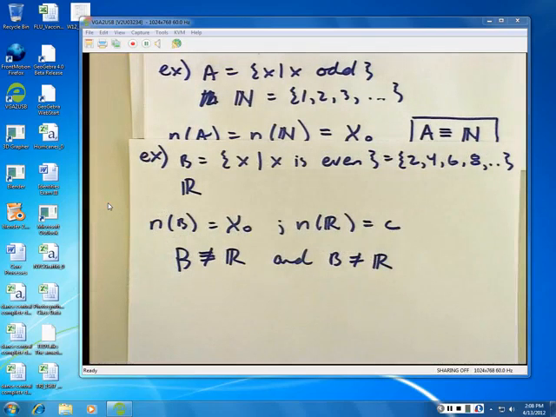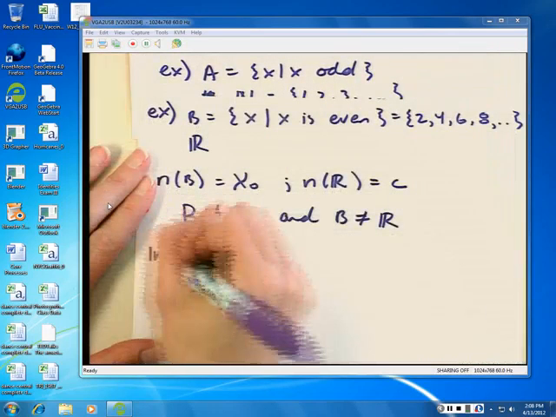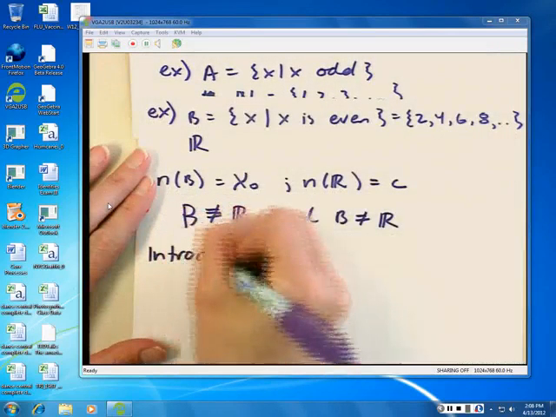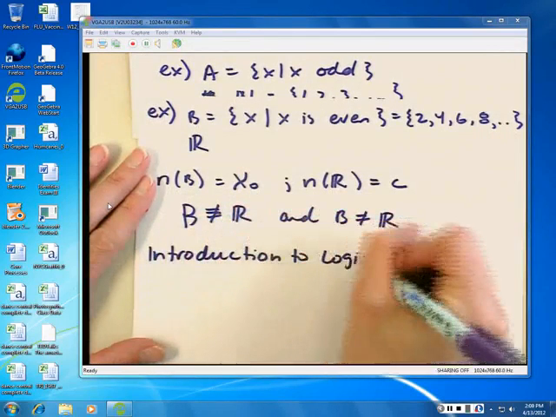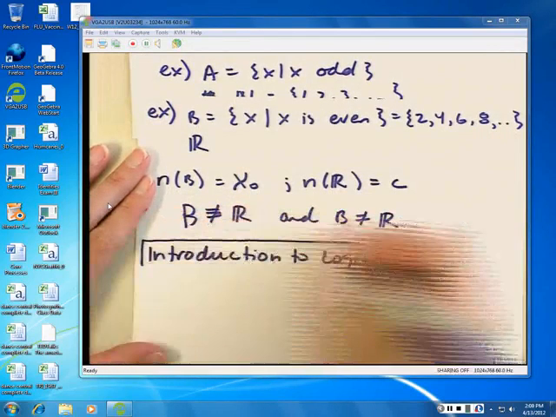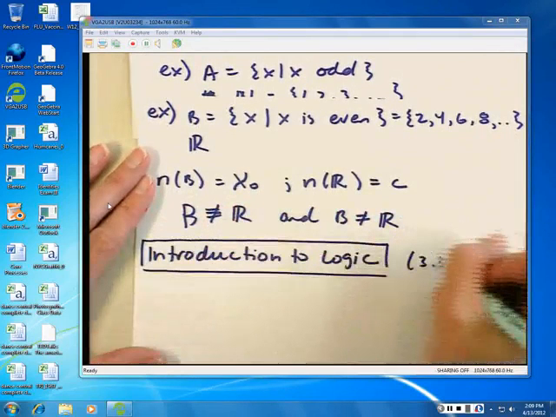We do want to do some more with the, start, I should say, with some introduction to logic. This really follows what we've done in the sets a little bit, so it's a nice place to have it. So introduction to logic. This will be on your exam. This is 3.1 in your textbook.